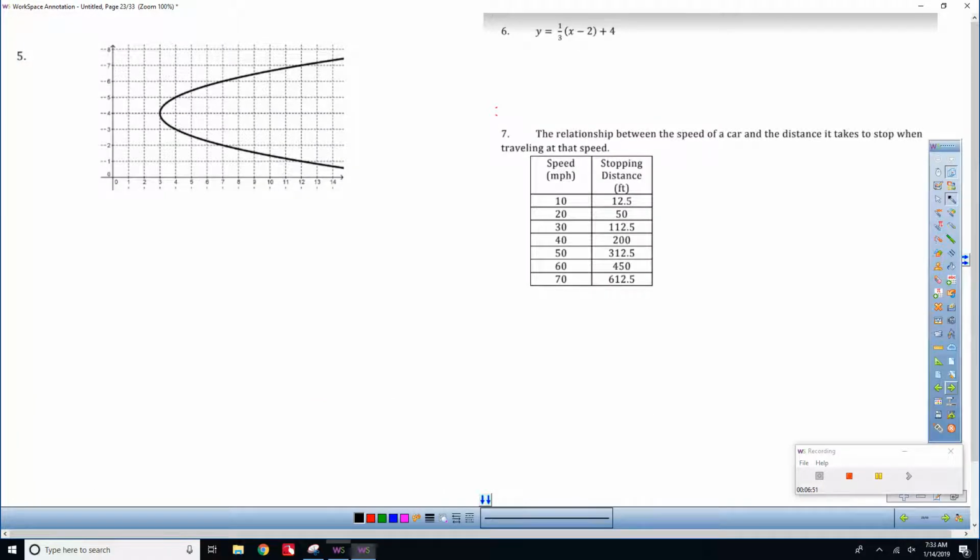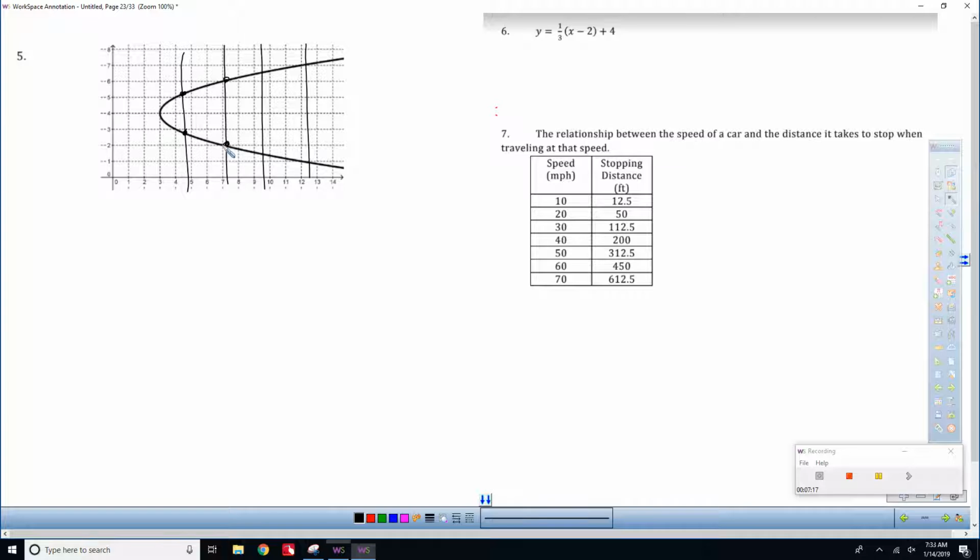Number 5, this is not a function because it fails the vertical line test. Okay? This would be quadratic, but it would be x equals y squared. And I'm just going to move on. The most important thing that you can learn from 5 is that it is not a function because one vertical line intersects the graph at more than one point.